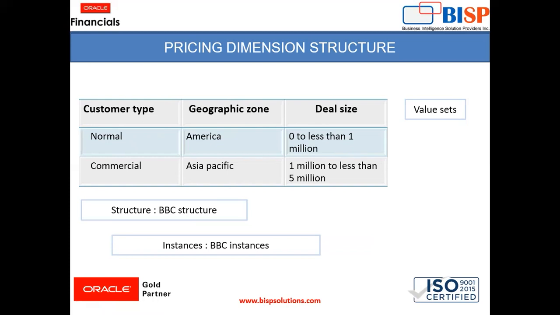In this structure, there are value sets. Now, what are value sets? These are nothing but the segments: customer type, geographic zone, deal size. These are the value sets. And under these value sets, there are value set values. And what are value set values? Under customer, the value set values are normal and commercial. Under geographic zone, it's America and Asia Pacific. Under deal size, it's 0 to less than 1 million and 1 million to less than 5 million.